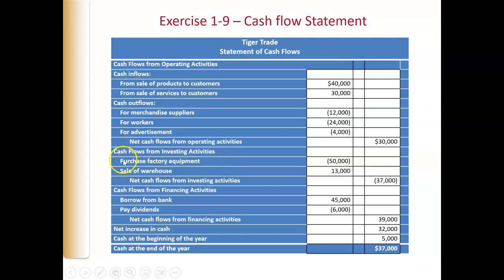Then, purchasing factory equipment, that's an asset. When we purchase a long-term asset, it's an investing expense, right? So we used up that money, and then we sold a warehouse. What is a warehouse? Isn't it an asset? So the purchase and sale of long-term assets go in investing. Paying for factory equipment and receiving the sale of the warehouse, the minus 50 plus the 13, doesn't that give us minus 37,000?